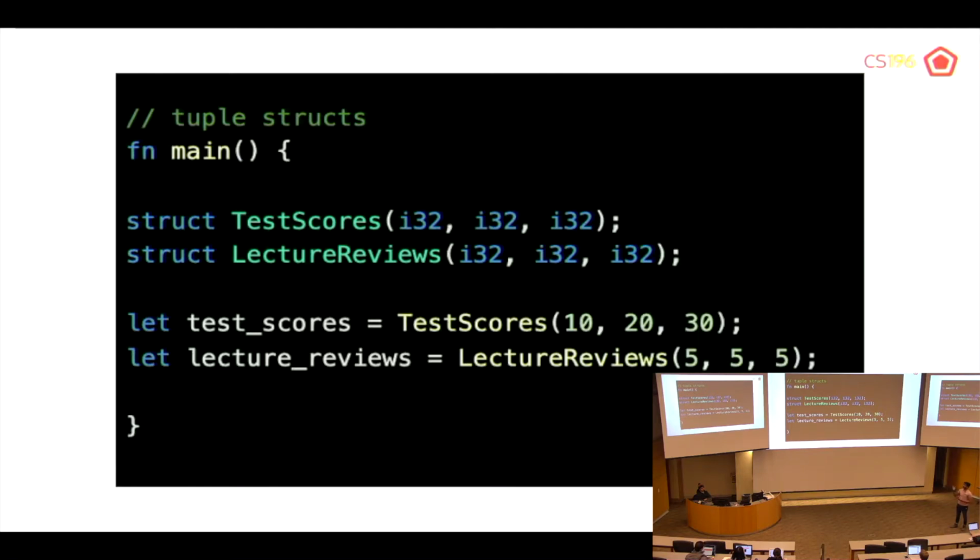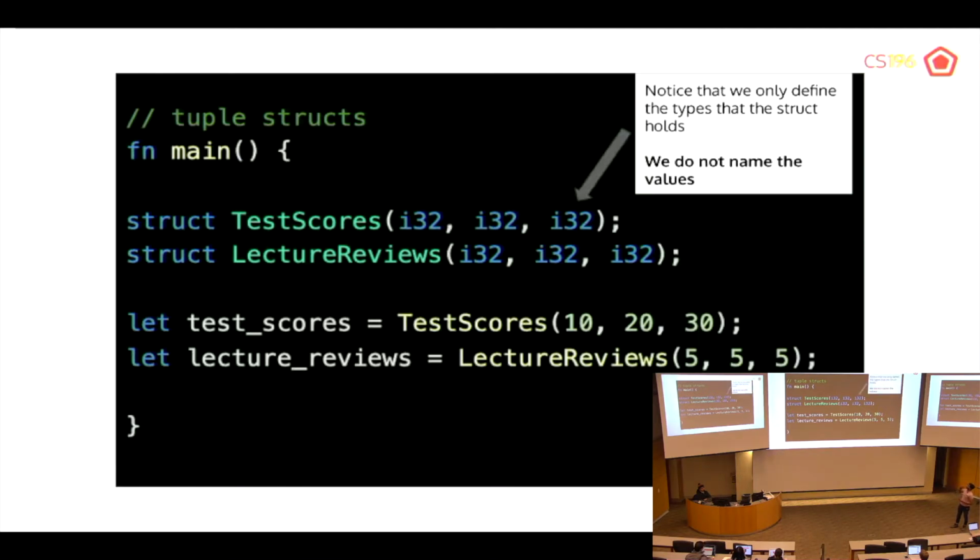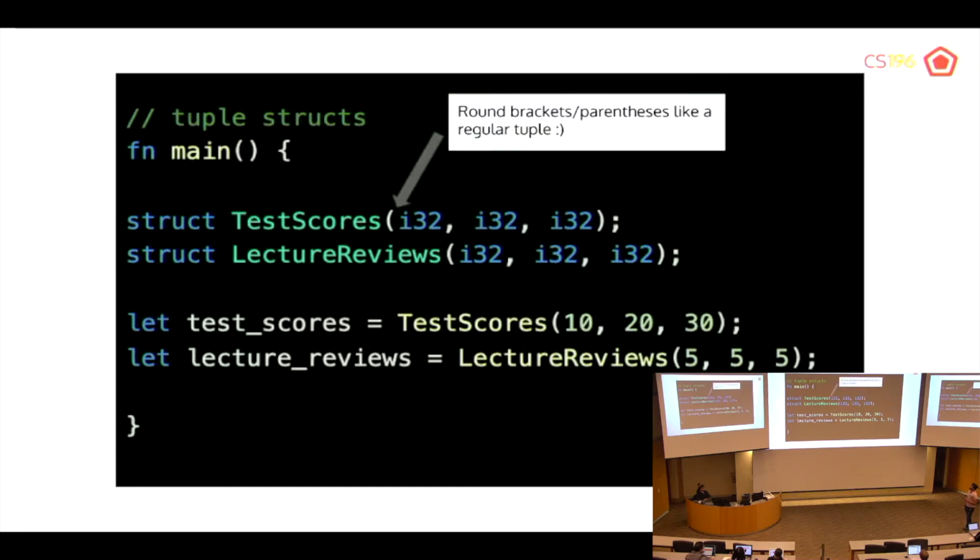A few key points about this: notice that we only define the types that the struct holds. We don't give the fields a name like we do with a regular struct. This is just a random unsigned 32-bit integer, or signed 32-bit integer, sorry. We use round brackets or parentheses like we do with a regular tuple.